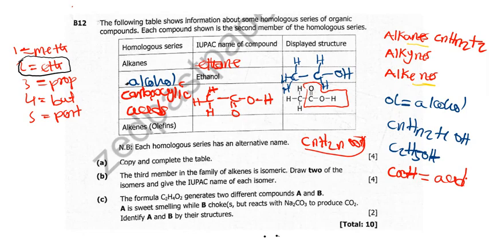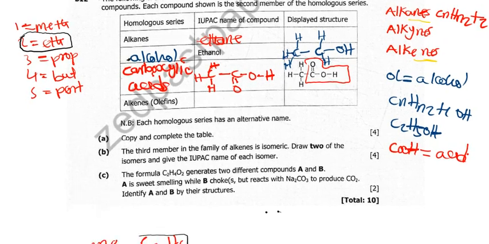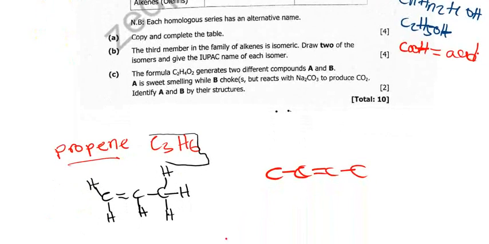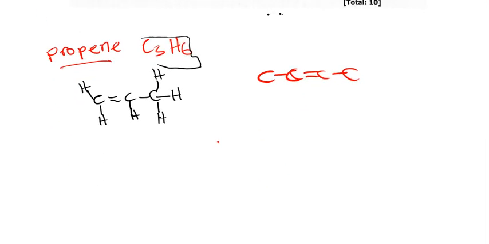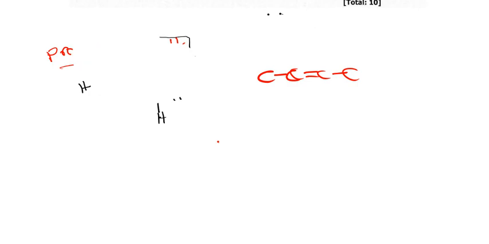Okay, so we move on to the third one, which says the third member in the family of alkenes is isomeric. Draw 2 of the isomers and give the IUPAC name of each isomer. Okay, the family which our third member is coming from is an alkene.